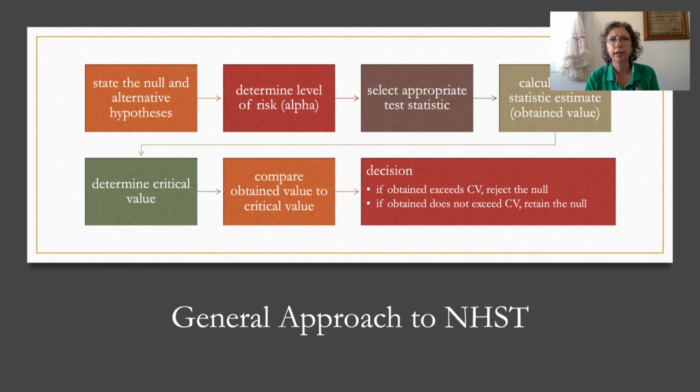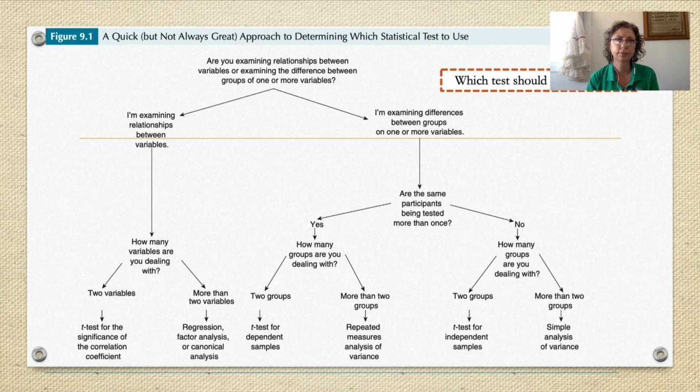So what we need to look at today is stating the null and alternative hypotheses and selecting the appropriate test statistic. So we'll consider these different inferential tests that are coupled with which test should be run. Which test should be run depends on the research question. Is the research question talking about a relationship between variables or looking at differences between groups?